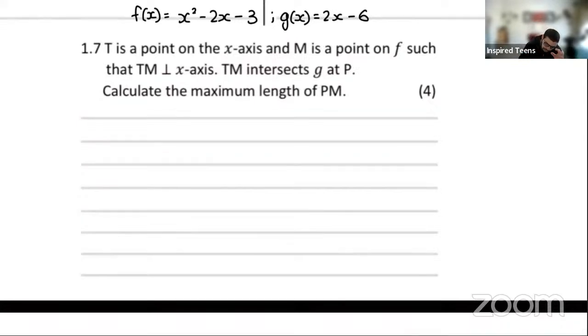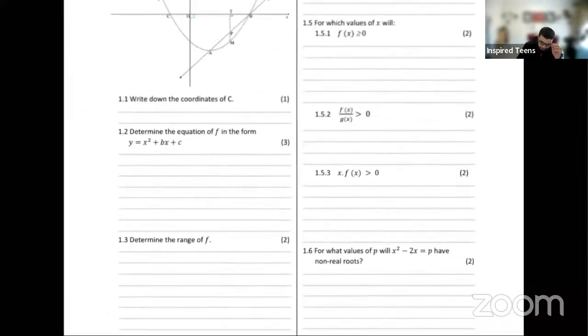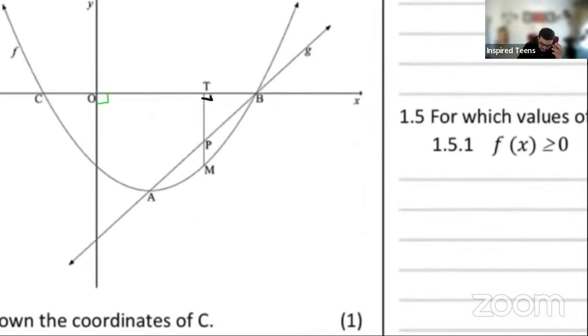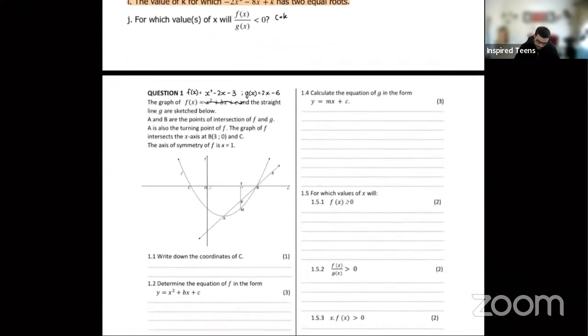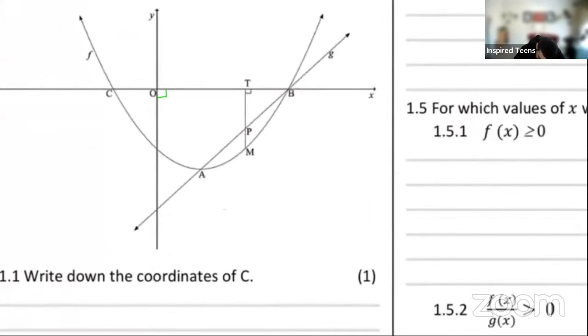Okay, so again, don't worry about this for now. I'm going to explain it in the diagram. But the main thing here: calculate the maximum length of PM. Let's go through what they say so I can explain something. TM is perpendicular to the x-axis. TM intersects G at P. So they're telling us that TM, this line, is perpendicular to the x-axis.